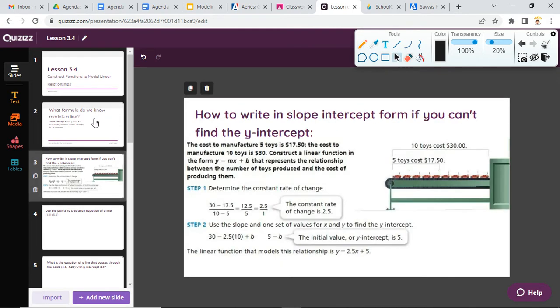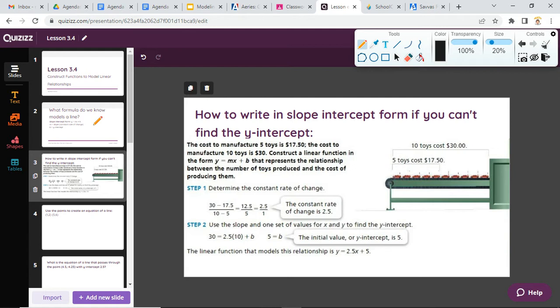All right, so how do we write in slope-intercept form if you can't find the y-intercept? Right here, it tells us 10 toys cost us $30 and 5 toys cost us $17.50. The first thing we want to do is determine the constant rate of change. So we do 30 minus 17.5 divided by 10 minus 5, which eventually gives us 2.5.